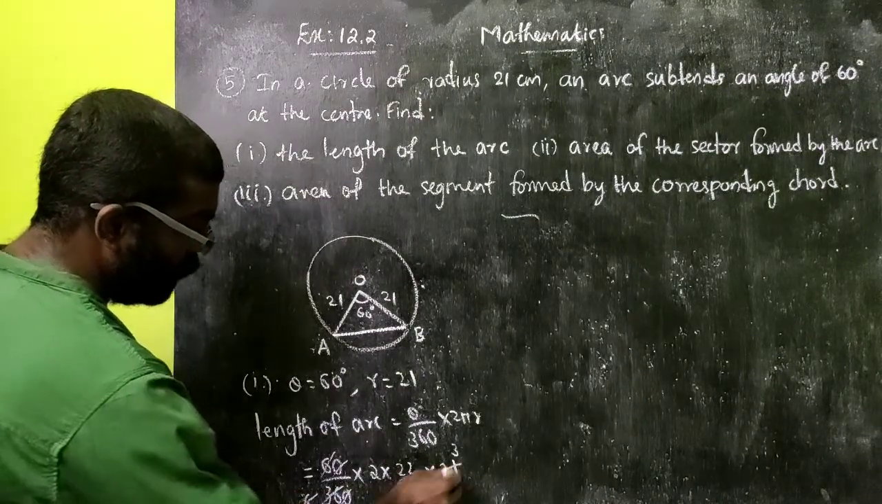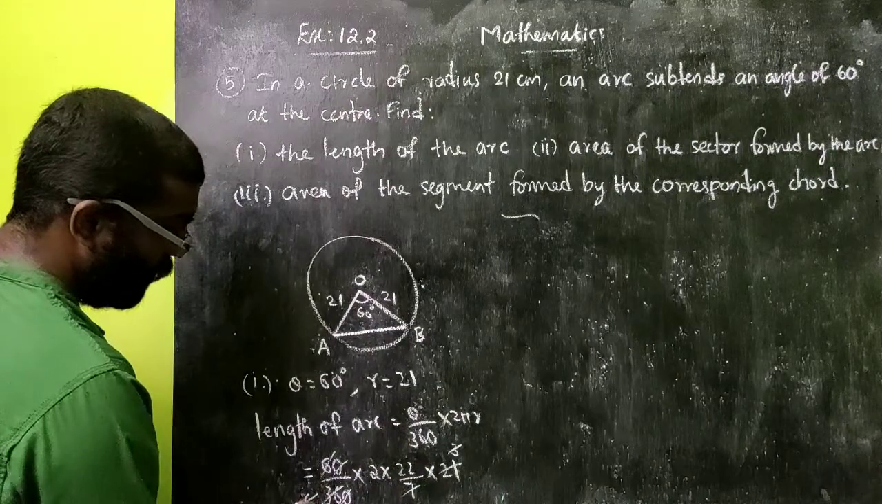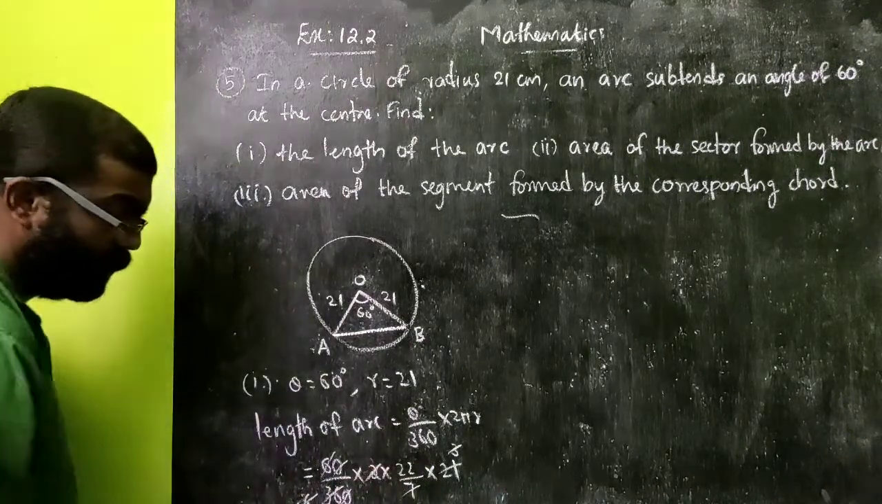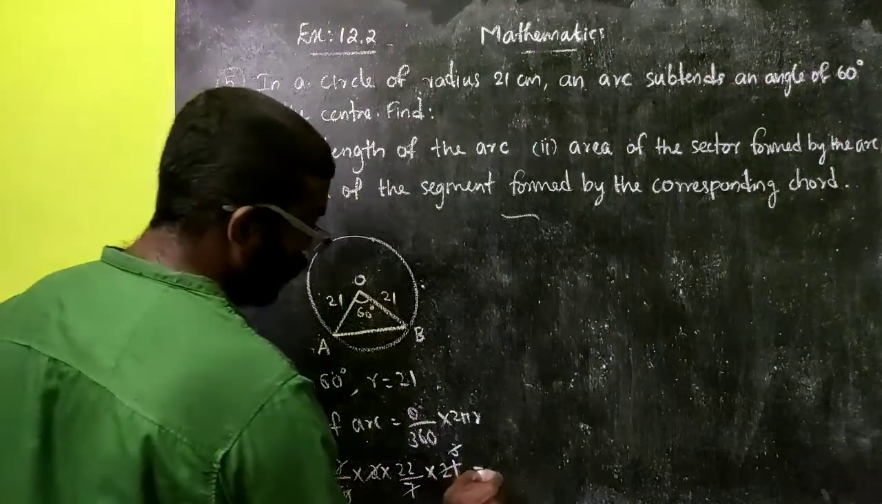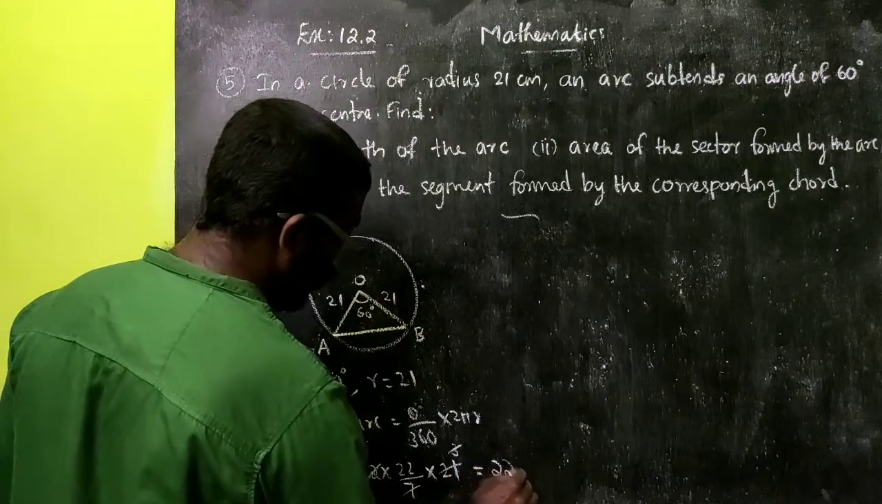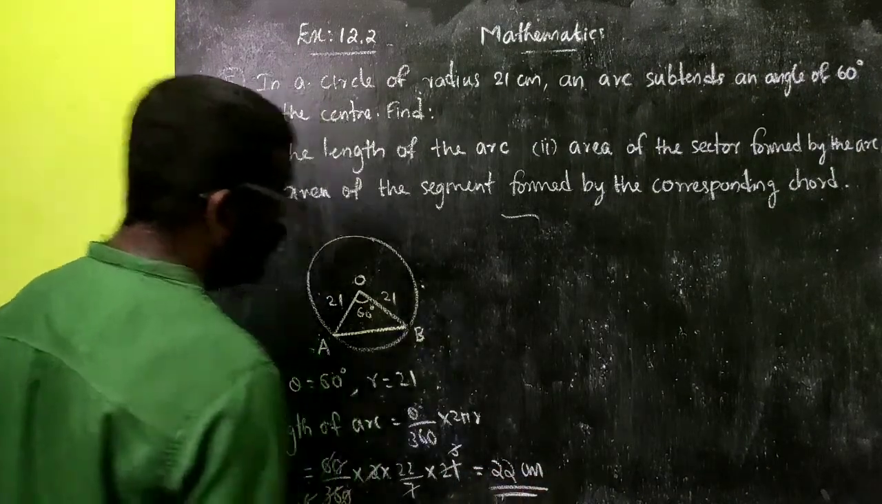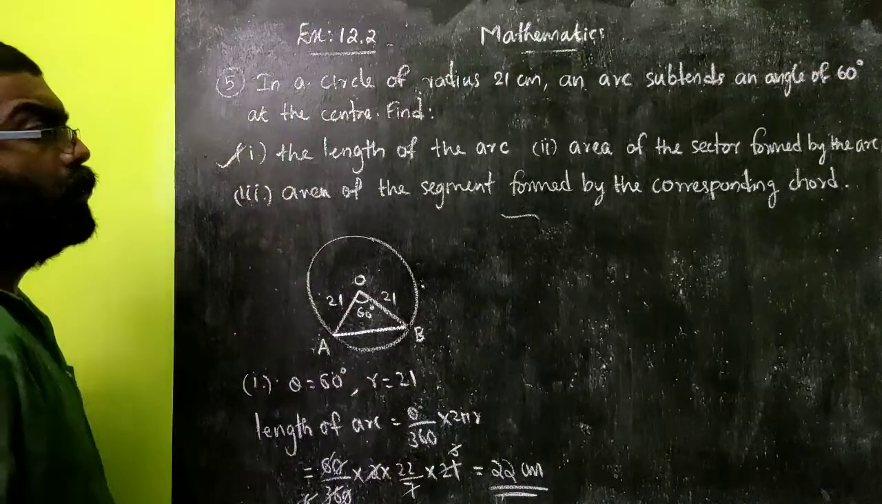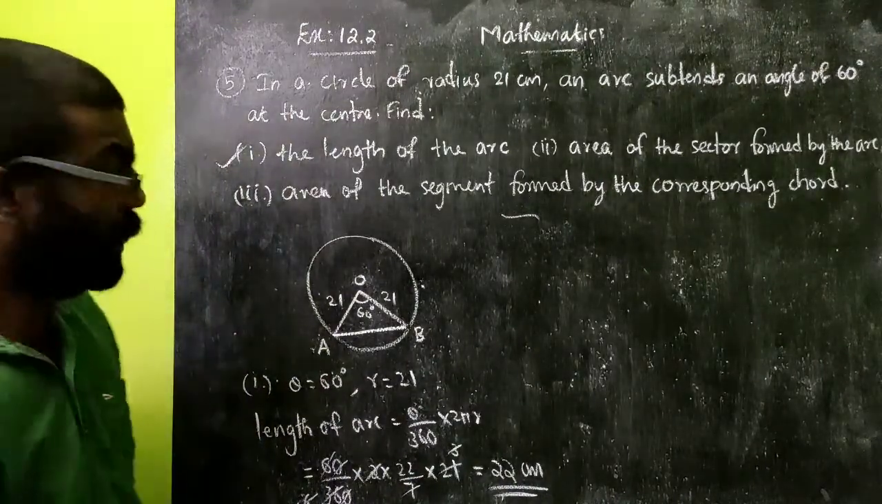2 3s are 6, we can cancel. And 2 2s, so the remaining is 22. So the length of the arc is 22 centimeter. Okay. Next is area of the sector formed by the arc.